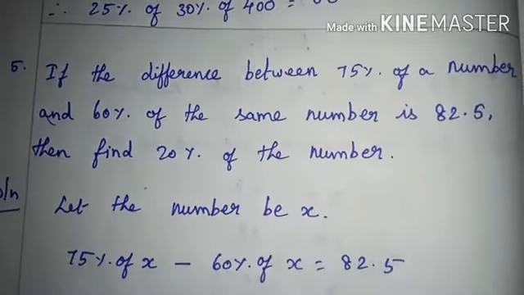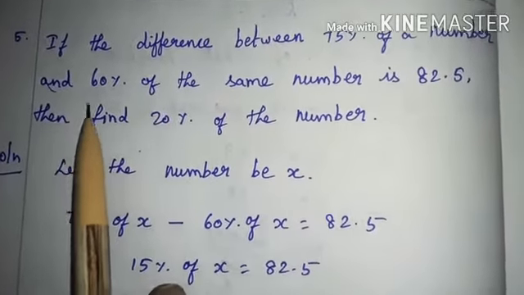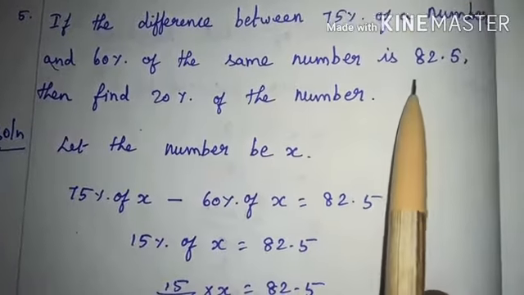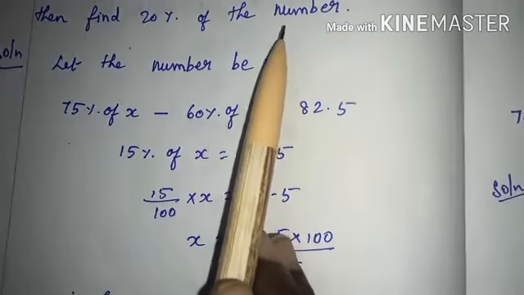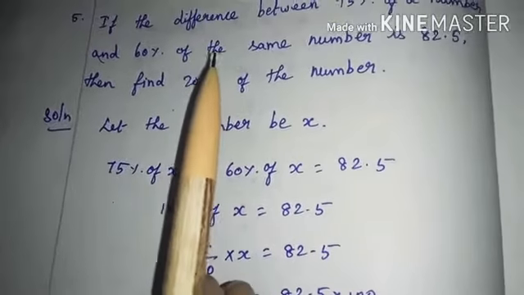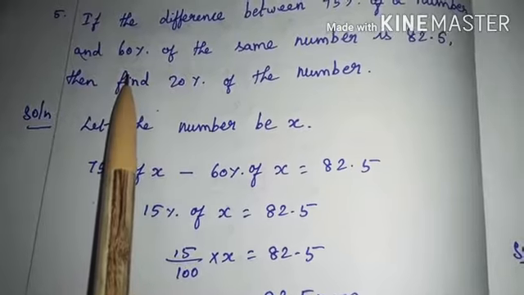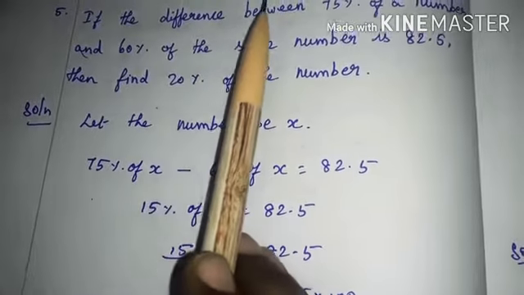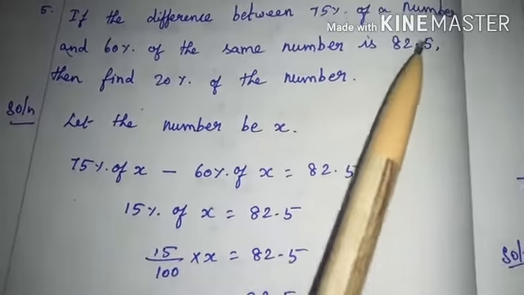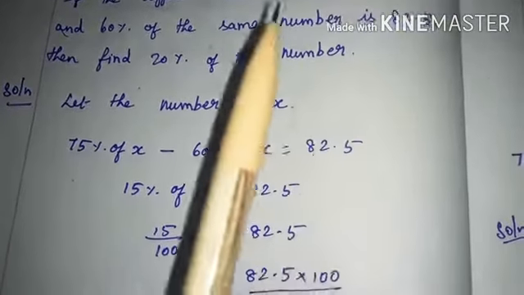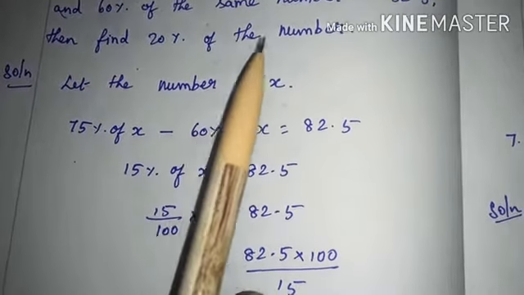The next sum: if the difference between 75% of a number and 60% of the same number is 82.5, then find 20% of the number. Here, first you have to find out the 75% of the number, then the 60% of the number. When you find the difference between these two, we get the answer as 82.5. Using this, you have to find out the number. With that number, next you have to find out the 20% of the number.